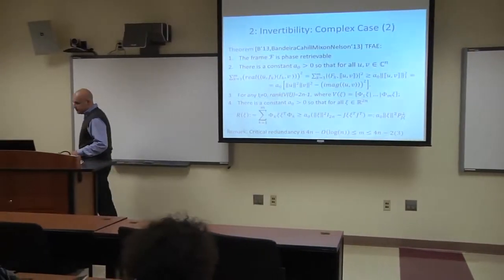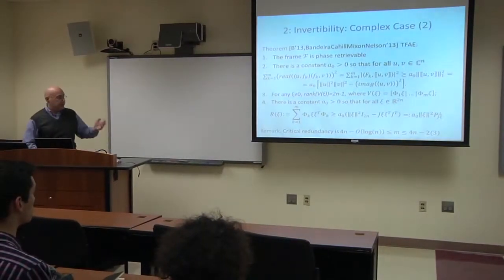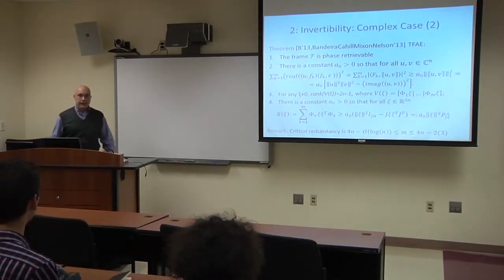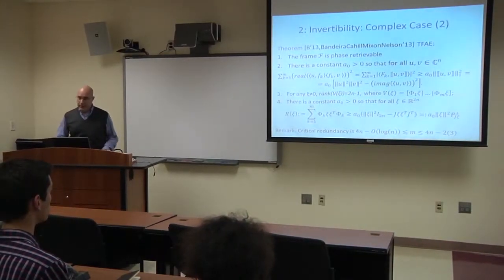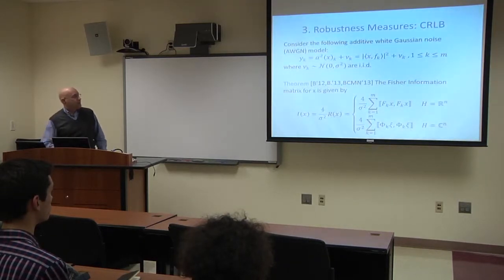There is a conjecture that says that 4n minus 4 is actually a critical threshold here as well, but we are not yet able to show that. Some people believe that that's a threshold. Anyhow, roughly speaking, redundancy 4. That's what it is, right? Up to some logarithmic factor at most. This is the complex case.